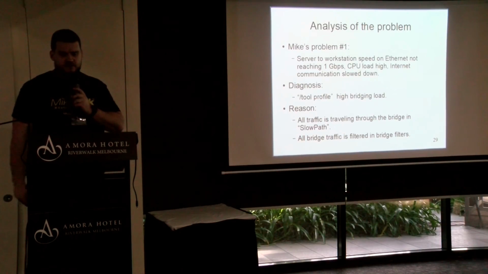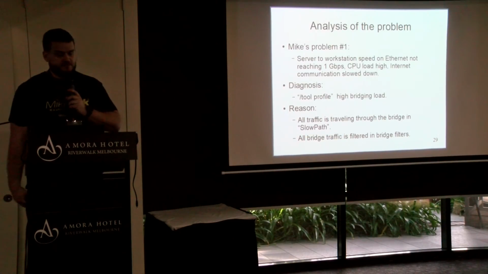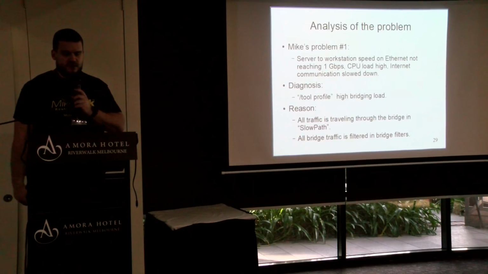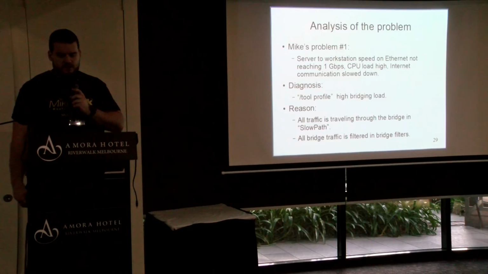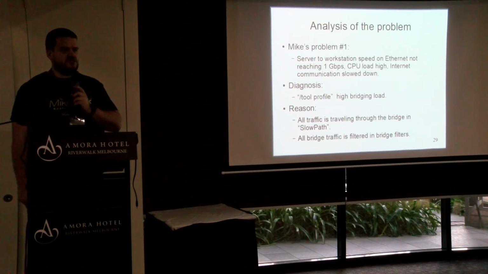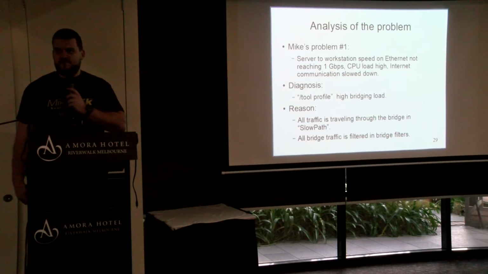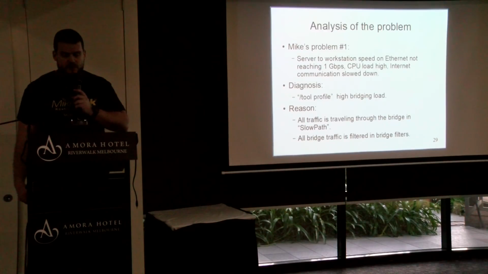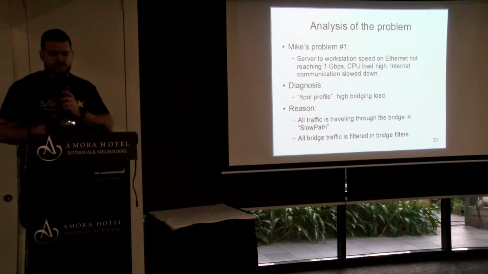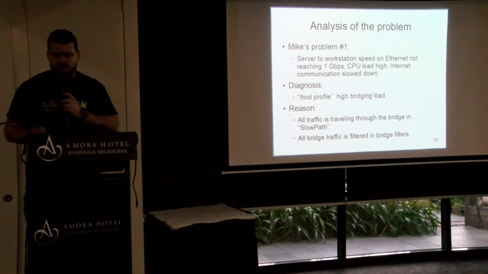He basically has a problem that the servers can't reach 1 gigabit speed. There's high CPU load. Internet communications are slow. So with this simple configuration, what he did, he forced all traffic to travel through the bridge in a slow pathway. So all the traffic is going through the bridge filter. And you can see that by looking in tools profile, you will see high bridging load.